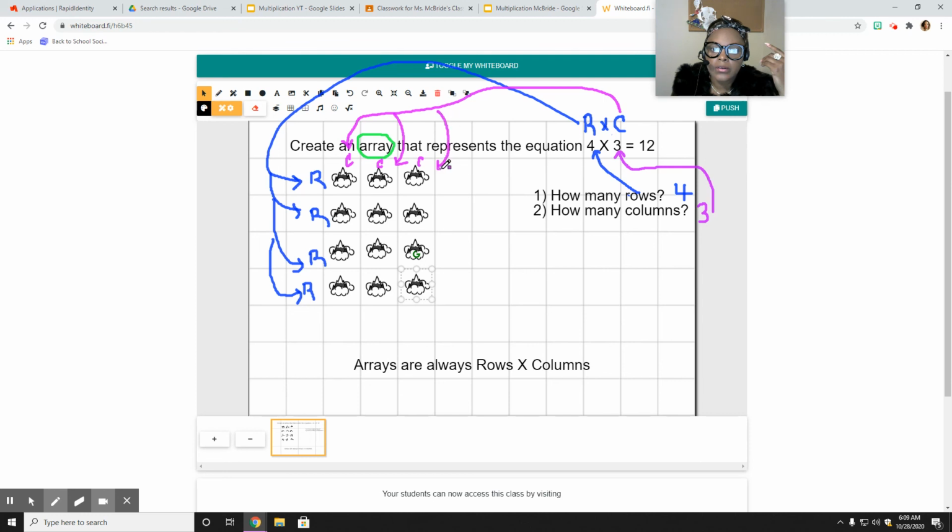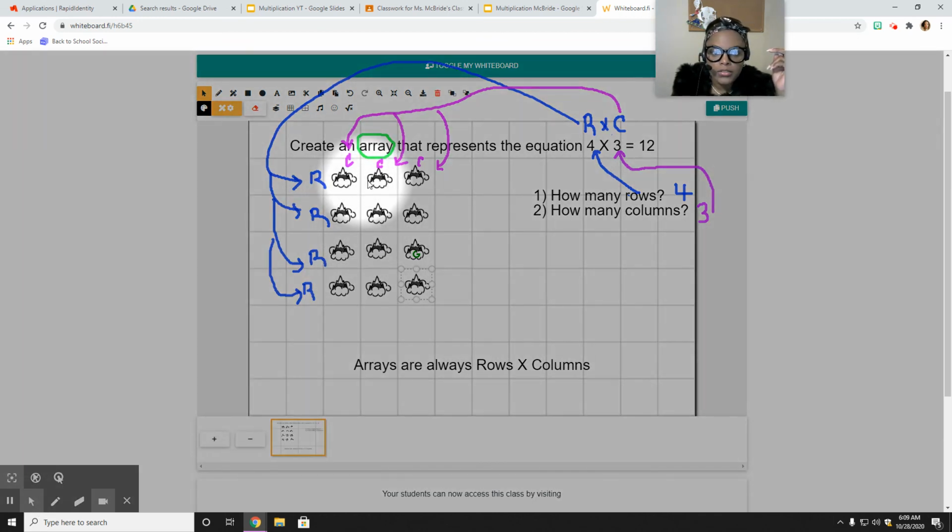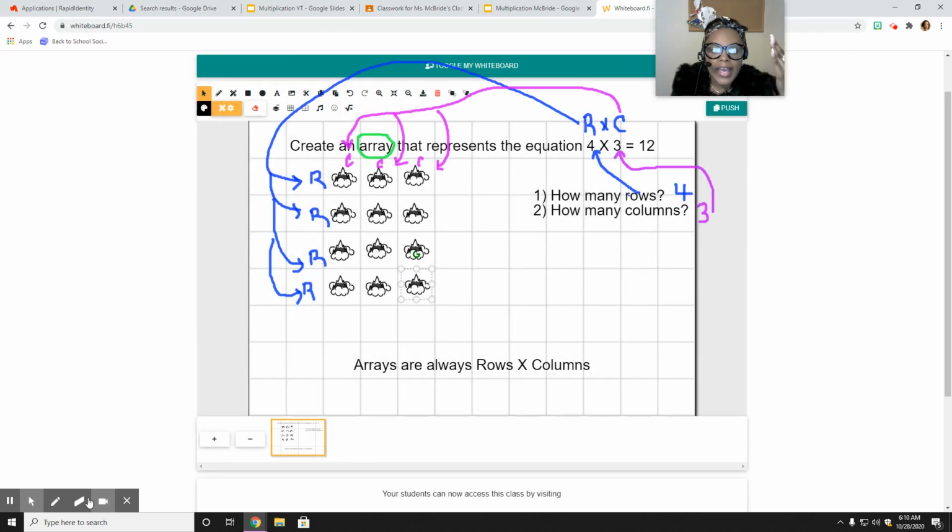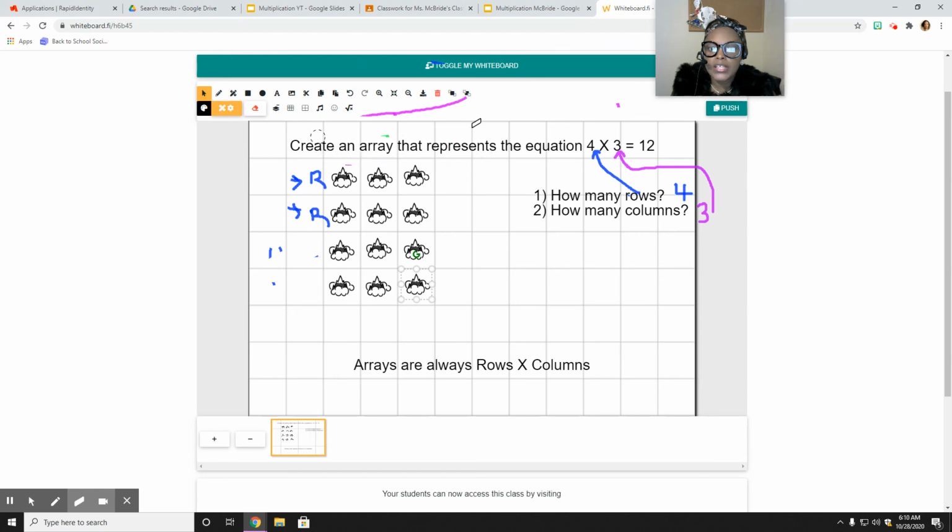And there we go. So is our array correct? A great way to find out is just count the symbols. Let's count together, guys. Let's count. 1, 2, 3, 4, 5, 6, 7, 8, 9, 10, 11, 12. Does this match our product? 12. Yes. So our array is correct. We have 4 times 3 equals 12 represented as an array. We did it, guys.